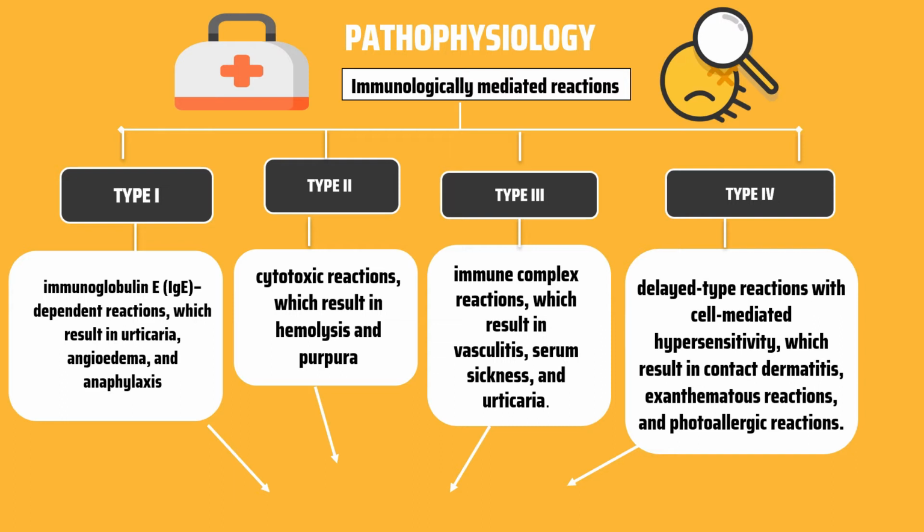And in pathophysiology, drug eruptions or the Medicamentosa dermatitis may be divided into two parts, which is immunologically and non-immunologically mediated reactions. So for the immunologically mediated reactions, there are four types, which is type 1, type 2, type 3, and type 4. So in type 1, it leads to immunoglobulin E or IgE dependent reactions, which results in urticaria, angioedema, and anaphylaxis. In type 2, it leads to cytotoxic reactions, which results in hemolysis and purpura. In type 3, immune complex reactions, which results in vasculitis, serum sickness, and urticaria. In type 4, it leads to delayed type reactions with cell-mediated hypersensitivity, which results in contact dermatitis, exanthematous reactions, and photoallergic reactions.